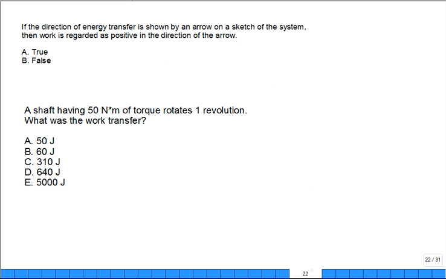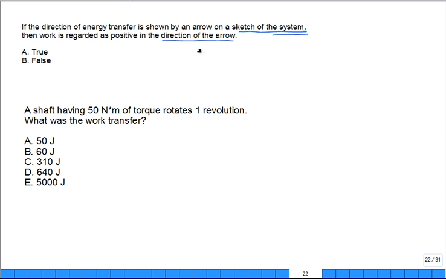If the direction of energy transfer is shown by an arrow on a sketch of the system, then work is regarded as positive in the direction of the arrow. And then the next one, a shaft having 50 newton meters of torque rotates 1 revolution. What was the work transfer? All right, whenever you have a sketch in the system, even though it's normally work out as positive, if they show the work in, that's now the direction. The sketch and the direction of the arrow on the sketch trumps everything.